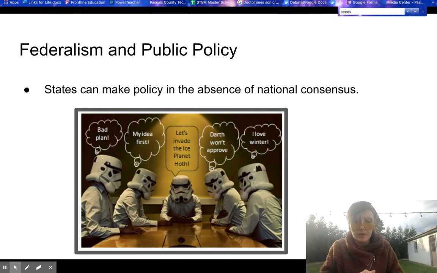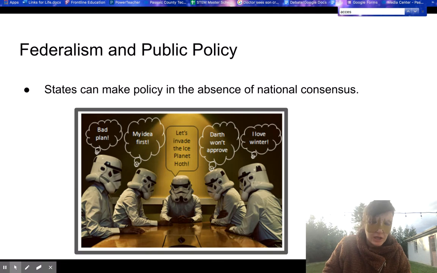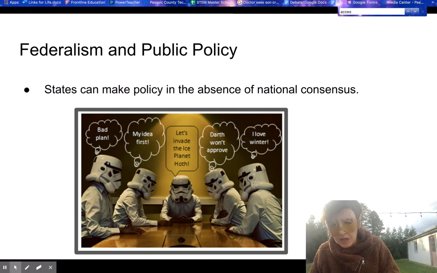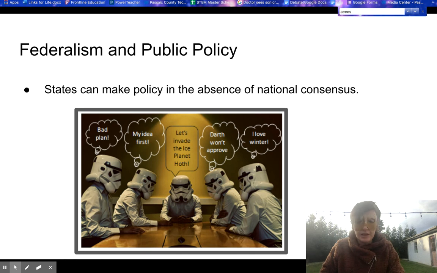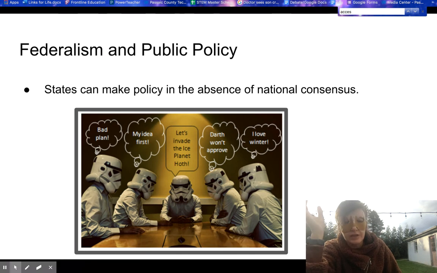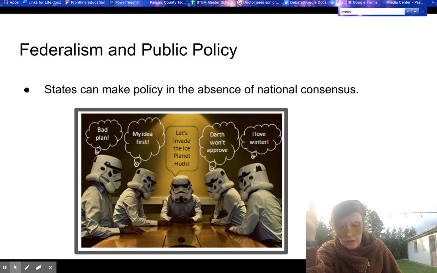Is this the last one? Maybe not. States can make policy in the absence of a national consensus. So maybe all the states can't agree on something, right? One state, we'll call this state Utah, wants to invade this ice planet, right? And another state was like, this is a bad plan. And another state's like, I love winter. And finally, Utah's like, dude, we're just going to invade this ice planet by ourselves, right? The rest of the country, they can't agree on things, but we know what we want, right?